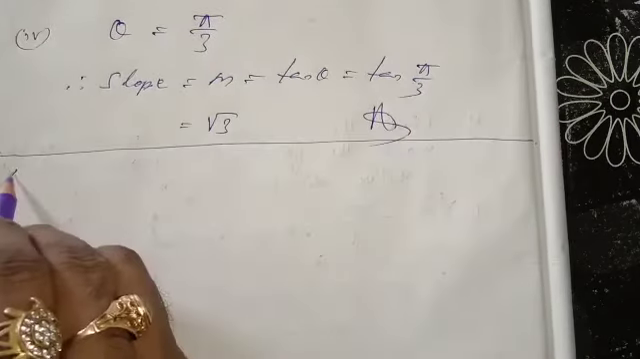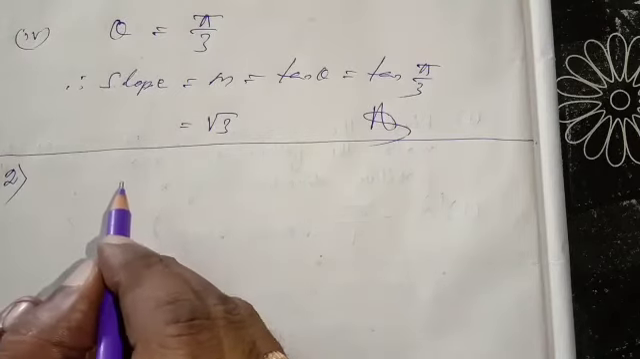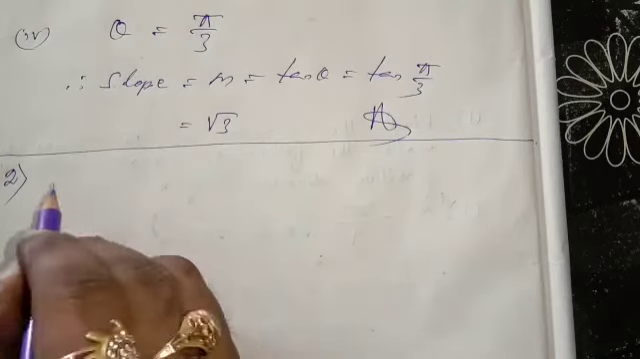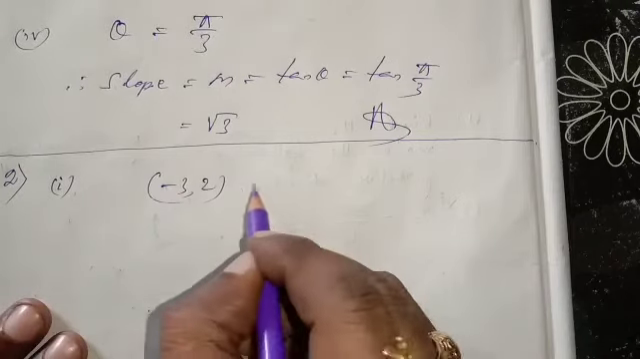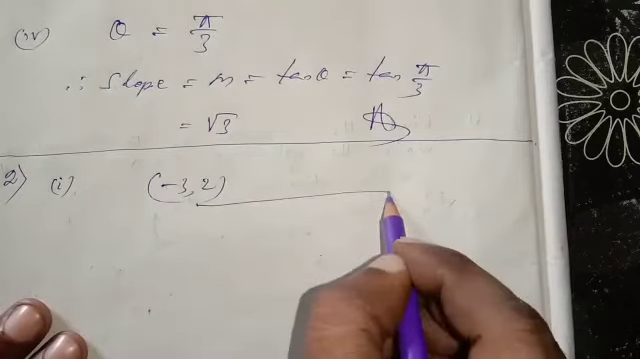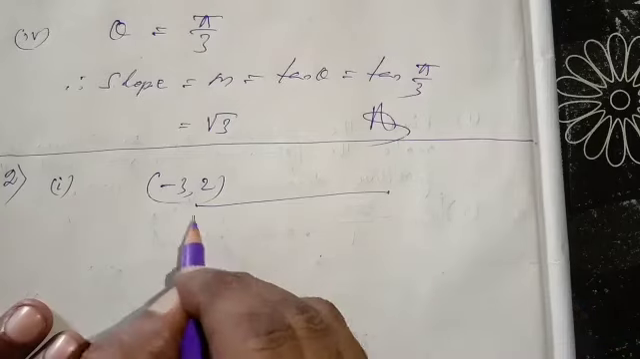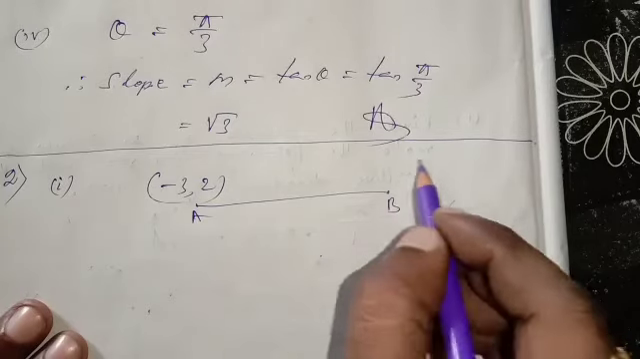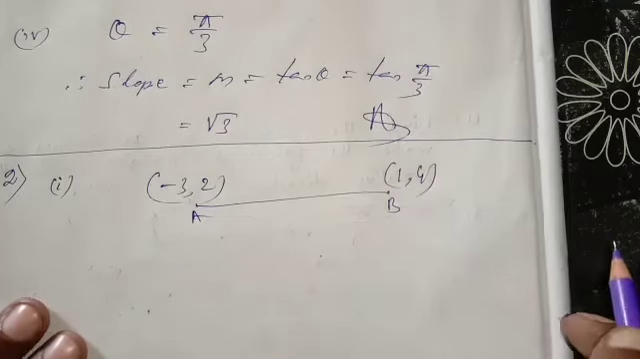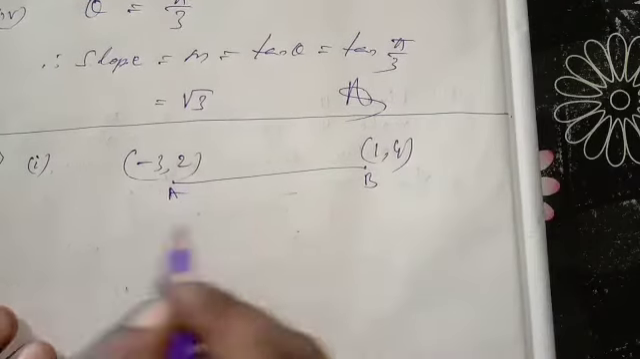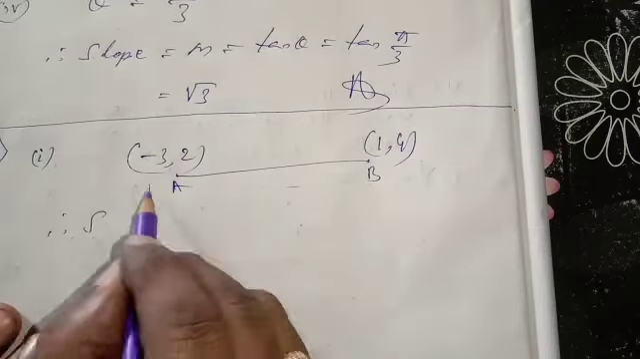Next, I am going to explain number 2. It is given: find the slope of the line passing through the points. The first part: the first point is given as minus 3, 2, and let the second point be A, B. The second point's coordinates are given as 1, 4. How do we find the slope of the line AB if the coordinates are given?